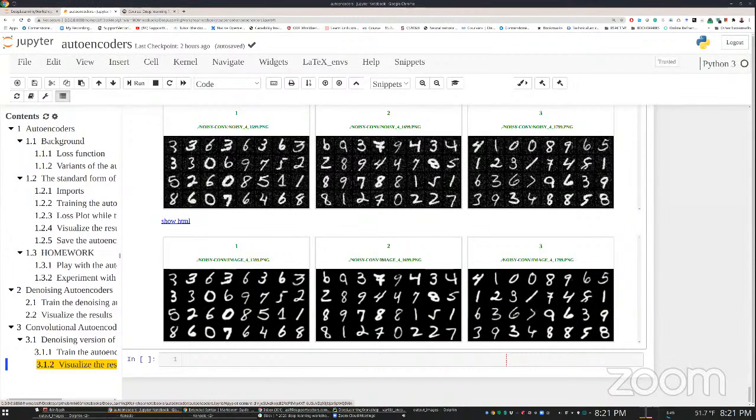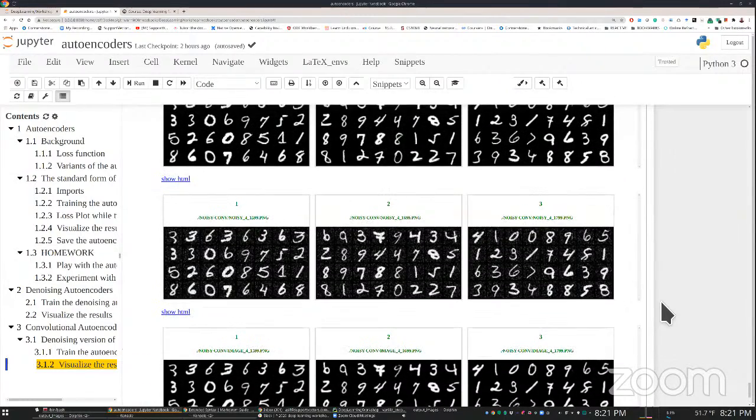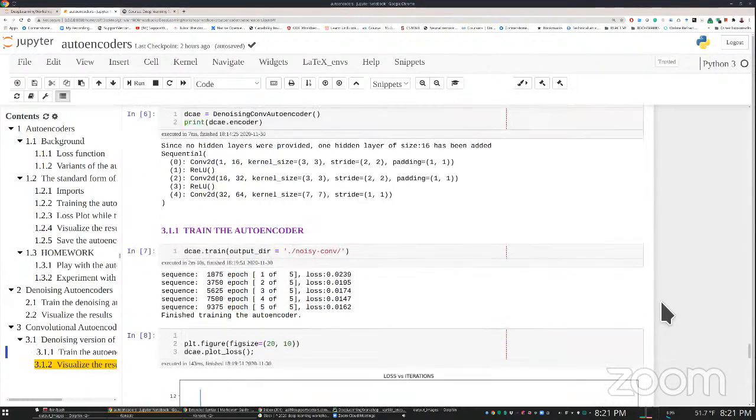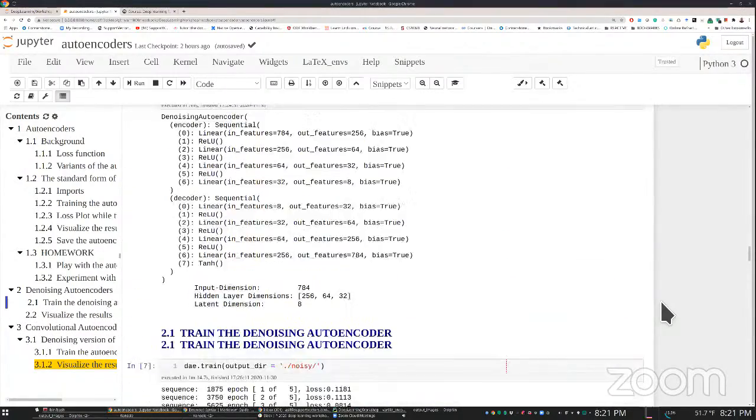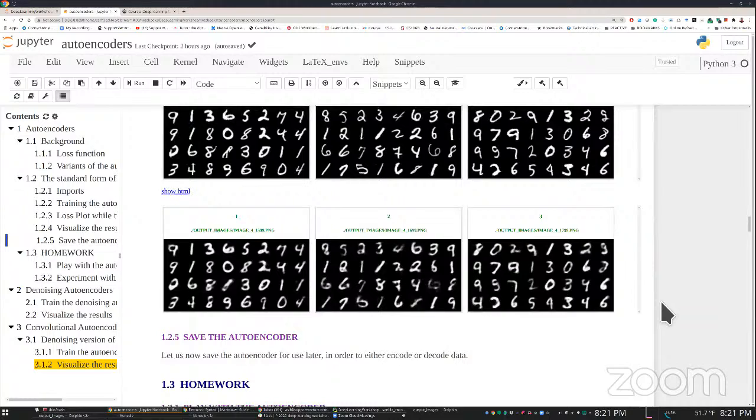So from a practical use perspective, guys, do you see the usefulness of autoencoders, at least for the purposes we are seeing, the compression and for noise reduction? Any questions before I go into the code?